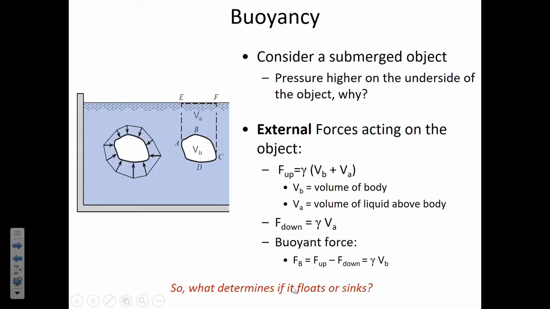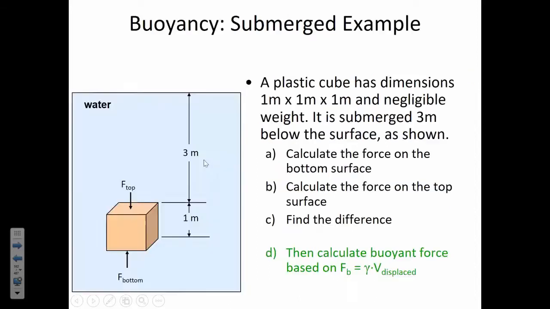So what determines if it floats or if it sinks? It's the buoyant force compared to the weight. So let's look at this example. Let's say, for instance, that we have some plastic cube that's very, very light. It has a negligible weight, and so we just want to compare the forces that are on the bottom of it, the forces that are on the top of it, and prove to ourselves that we don't have to always calculate the difference between those forces, that it's okay for us just to rely on the idea that the buoyant force is the weight of the water displaced.